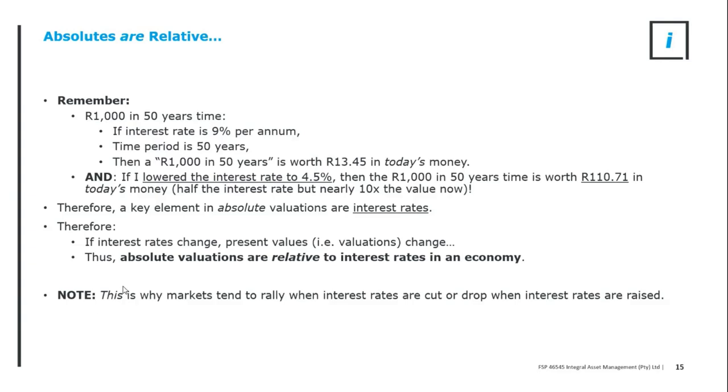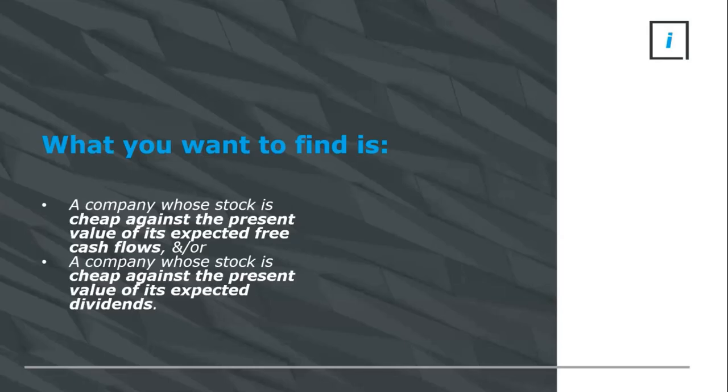Just as a side note, assuming expectations and putting that in the bag, ignoring it, this is often why markets rally when interest rates are cut and drop when interest rates are raised, because cutting interest rates, if everything else stays the same, boosts valuations up, and raising interest rates drops valuations down. That's simple. So in terms of absolute valuations, what do we want to find? Well, simply, you want to find a company whose stock is cheap against the present value of its expected free cash flows and or its expected future dividends. You want to find a company that is cheap relative to its future.